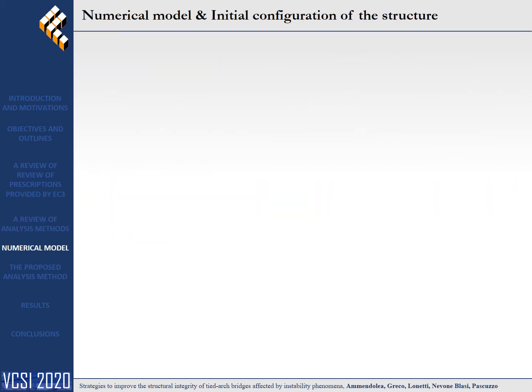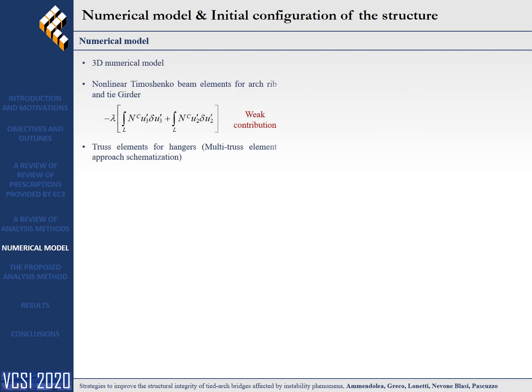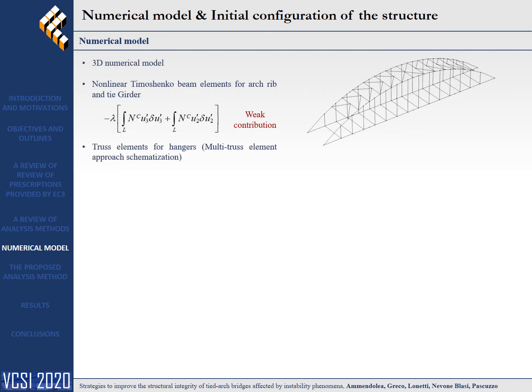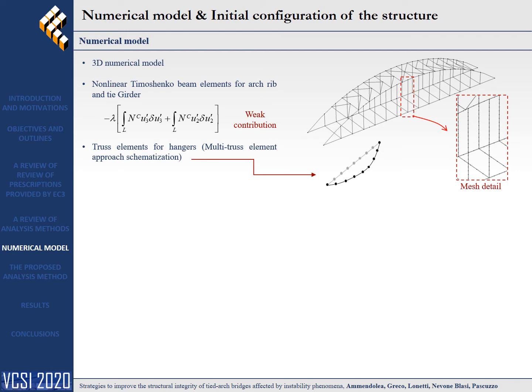In this work, we present a new method for the analysis of tied arch bridges. The nonlinear behavior is investigated by means of an advanced numerical model in which the arch ribs, the tie girder, and the arch transversal beams are modeled by using Timoshenko nonlinear beam elements, whereas truss elements are adopted for the hangers. In particular, the hangers are divided into a number of elements according to the multi-element cable system approach, which permits to reproduce any source of nonlinearities of cables.